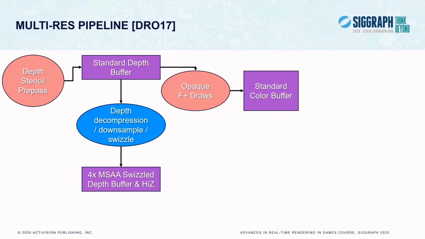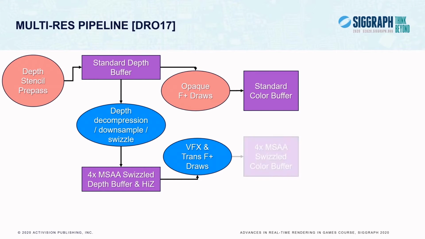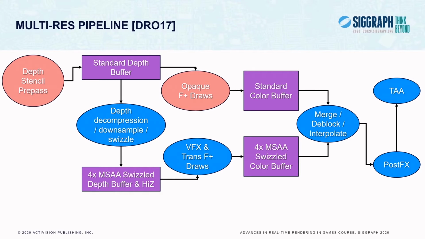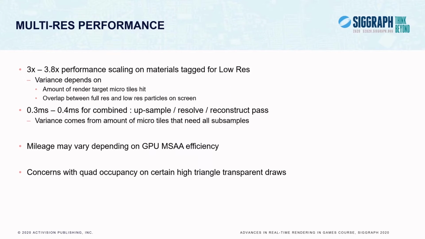We also generate the HiZ tile information to accelerate the hardware. This depth buffer, the swizzled 4x MSAA buffer, is used by all the VFX and transparency blast draws. And those generate a 4 times MSAA swizzled color buffer. Finally, there's a merge, deblock, and interpolate pass that reads both color buffers and generates a final blended image. That image is passed to post effects and to final temporal anti-aliasing.